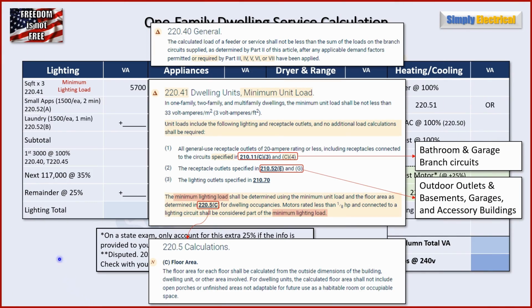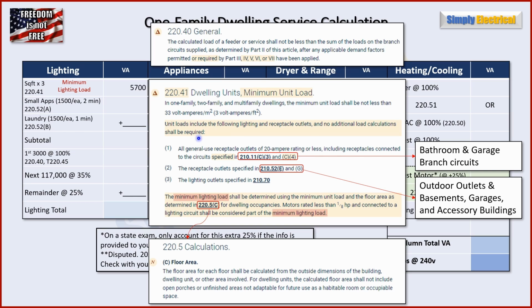The first thing we're going to do is take the square footage of our dwelling, which is 1900, and multiply by 3. Now why are we going to do that? Well, let's go to 220.41, dwelling units minimum unit load. It says in one-family, two-family, and multifamily dwellings, the minimum unit load shall not be less than 3 volt-amperes per square foot. So what is a unit load? Well, unit loads include the following lighting and receptacle outlets, and no additional load calculations shall be required.